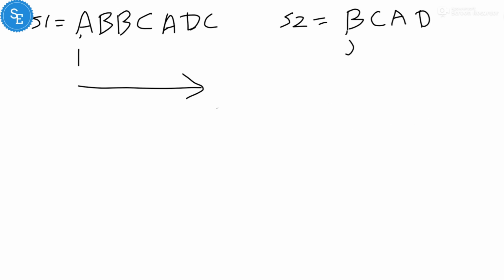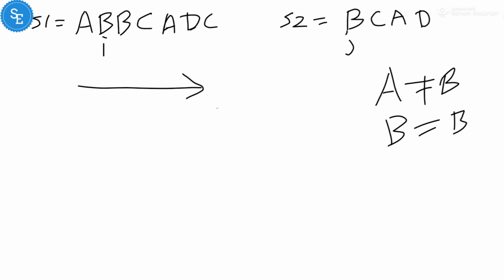So currently my i value, s1 of i is a, and this is b. So a is not equal to b, so we only update the i value, j value is not updated, so i goes here. So now we check s1 of i is b and s2 of j is also b. So we can say b is equal to b. So as we discussed earlier, we will be updating i and j value both. So I will be removing these values from here. So i will go here and my j will be here.